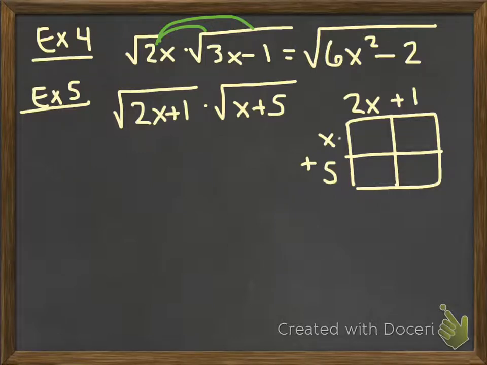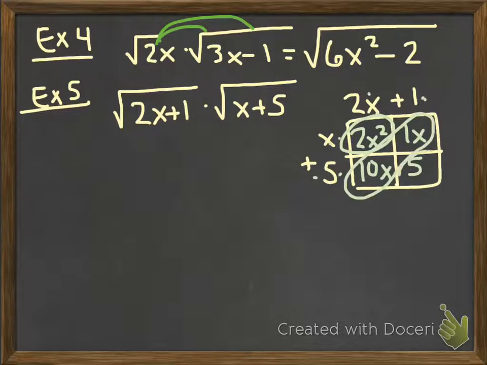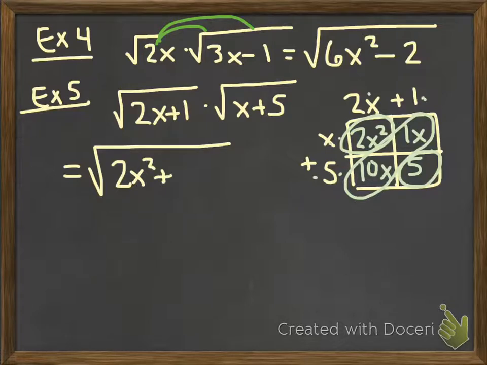2x times x is 2x squared. 1 times x is 1x. 2x times 5 is 10x. And 1 times 5 is 5. Combine like terms. Okay, so the answer is the square root of 2x squared plus 11x plus 5.